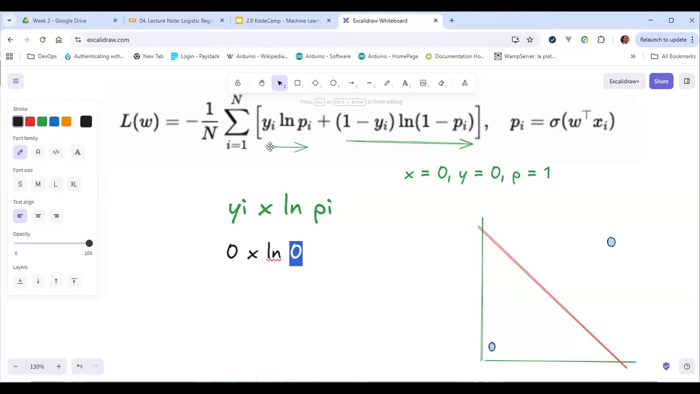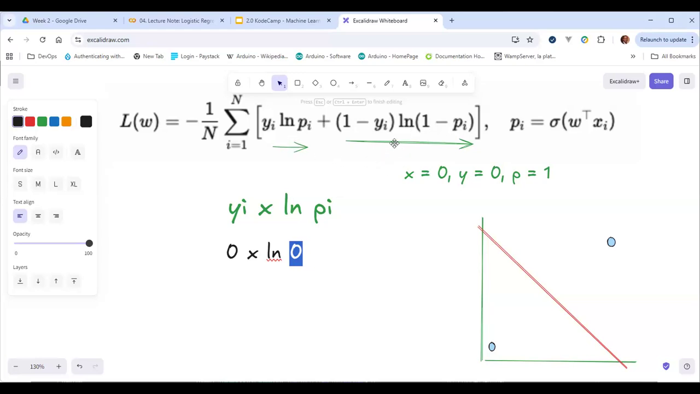Now, in this case, whenever yi is 0, this part of the equation will be basically nullified. So the only part of the piecewise equation that would matter is this one, where it's 1 minus yi, because yi is 0. So 1 minus yi is 1, and 1 times anything is that thing. So effectively, when y is 0, we are only going to look at ln of 1 minus p. Whatever prediction it is, we subtract it from 1 and take the natural logarithm of it. That is going to be our cost function when y is 0.